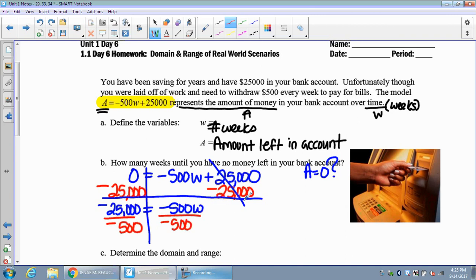We're going to remember that a negative divided by a negative is a positive, and in your calculators, if you need to pause to go get your calculator, please do so. When we do this division, we get W equals 50, and W is all about weeks, so this is 50 weeks.